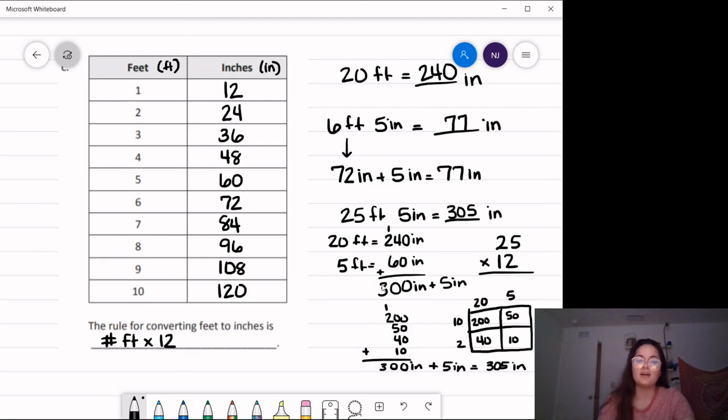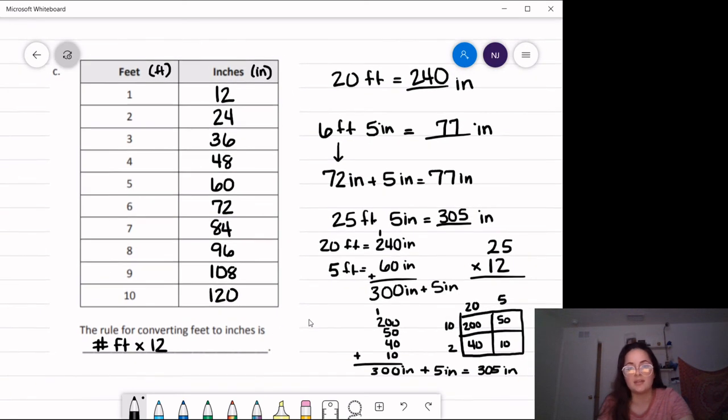So as you can see, there are multiple ways that you can solve these types of problems, and maybe just think flexibly about it.